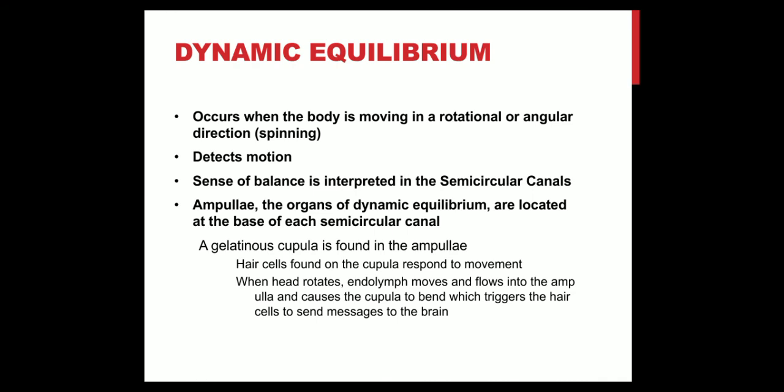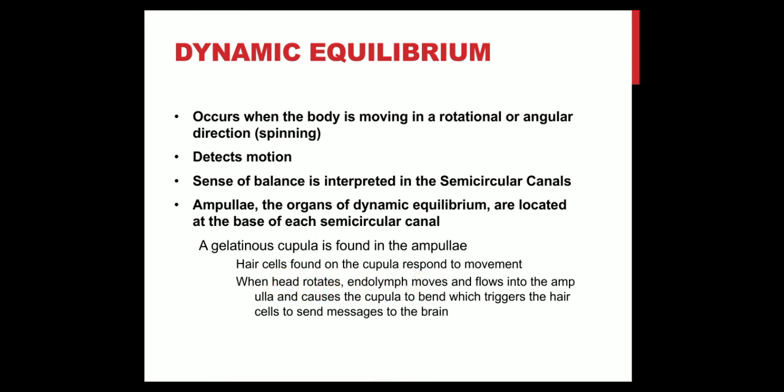The ampulla, the organ of dynamic equilibrium, is located at the base of each semicircular canal. Actually, at the base of the semicircular canal, there is a swollen part which is called the ampulla. A gelatinous cupula is found in the ampullae. Hair cells found on the cupula respond to movement. When the head rotates, endolymph moves and flows into the ampulla and causes the cupula to bend, which triggers the hair cells to send a message to the brain.